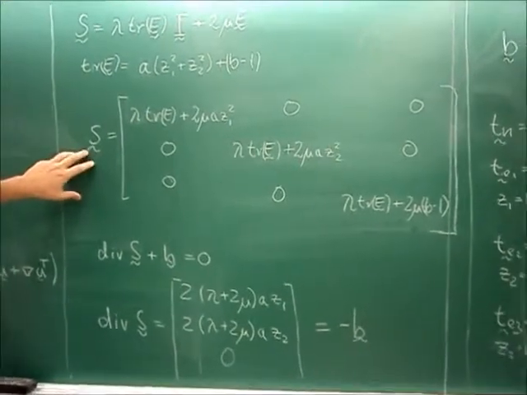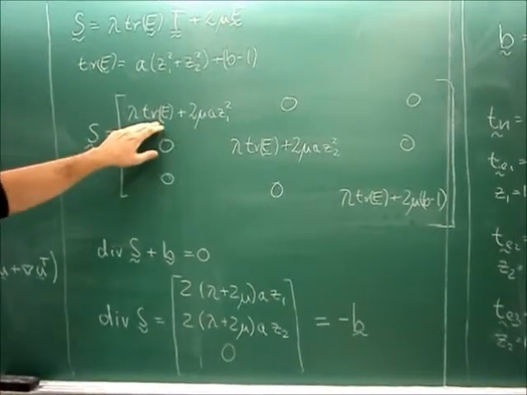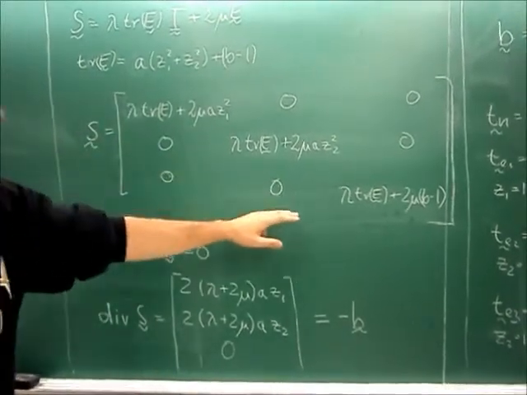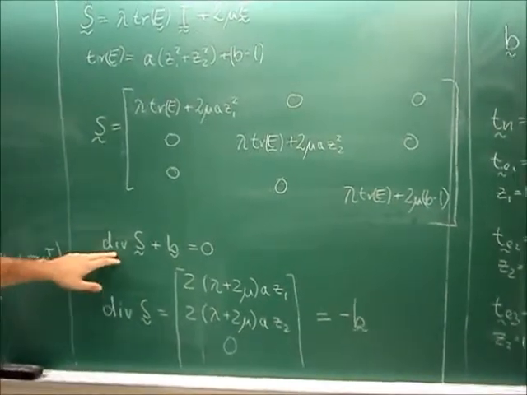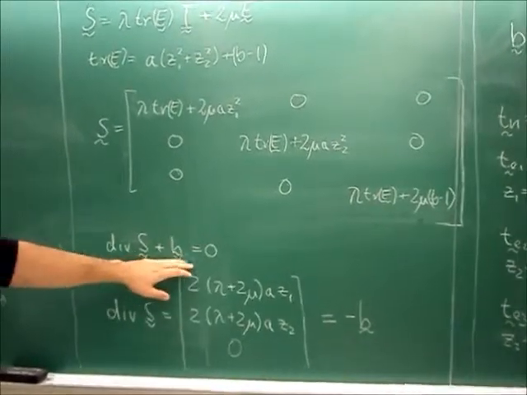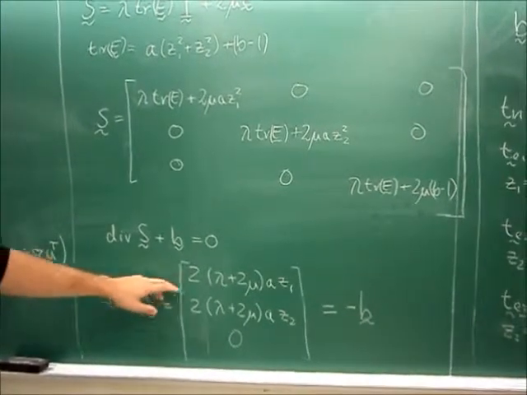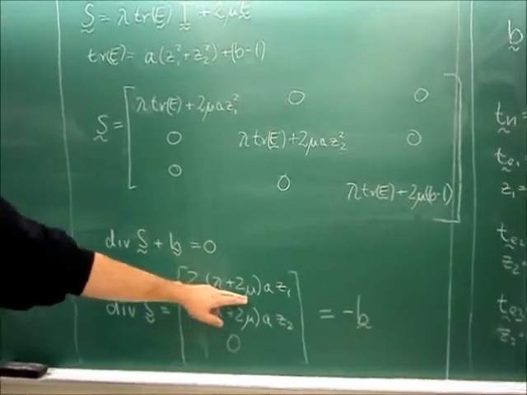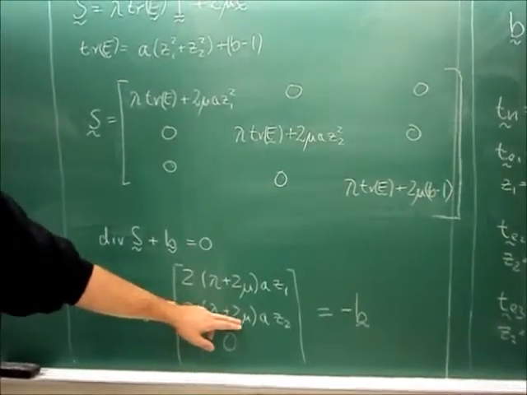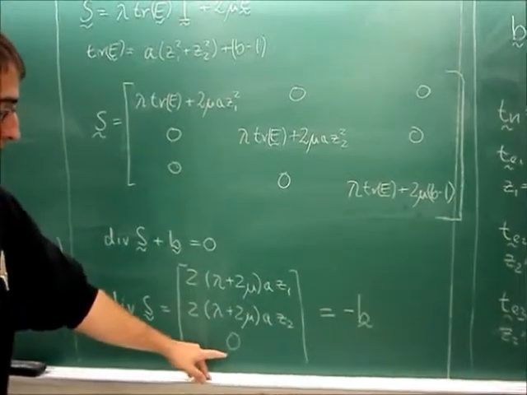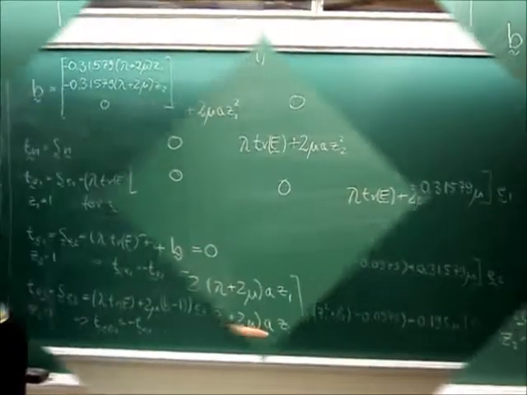In tensor form, our S tensor looks like this. We've chosen not to write out the trace of E just to save some space. So to find the body force, we know that the divergence of S plus B equals 0. To find the divergence of S, we get 2 times the quantity lambda plus 2 mu times A z1, 2 times the lambda plus the 2 mu times A z2, and 0 in the E3 direction. This is equal to our negative B tensor.